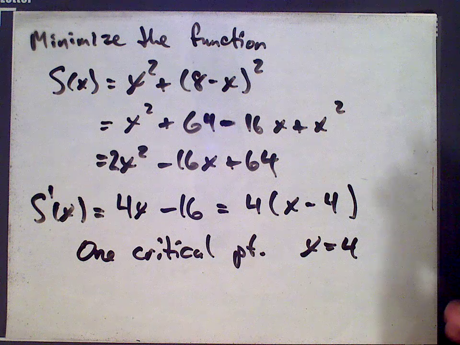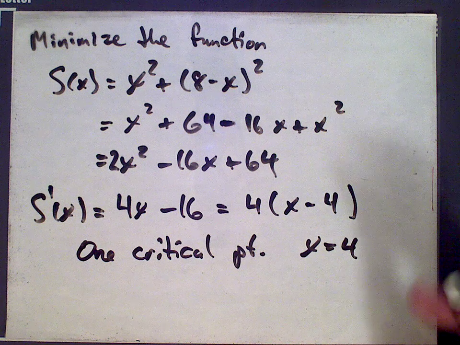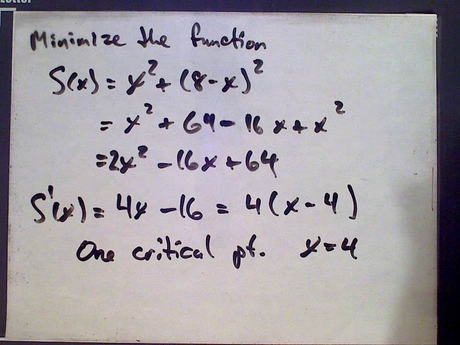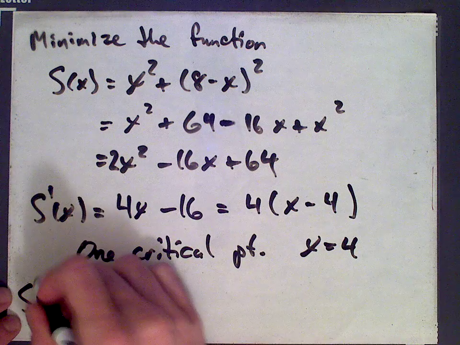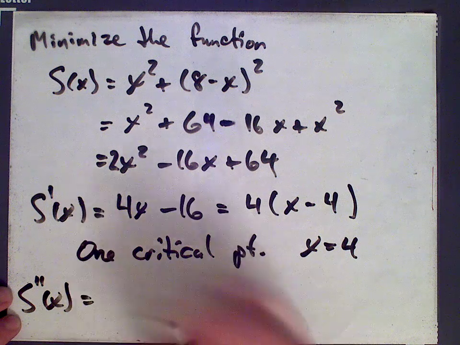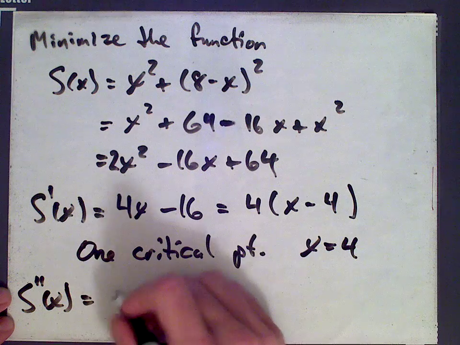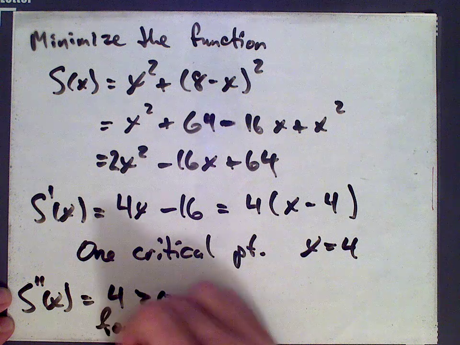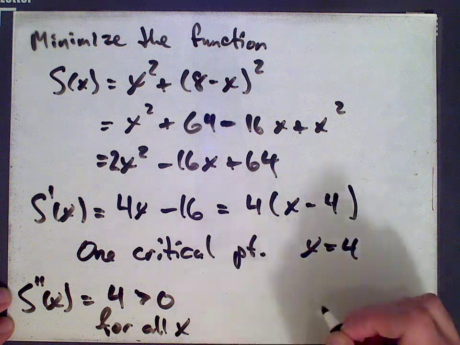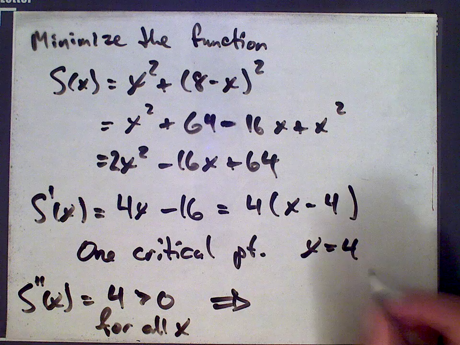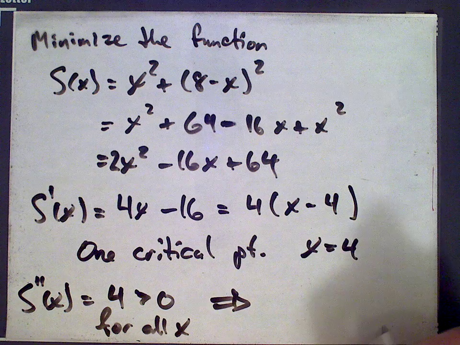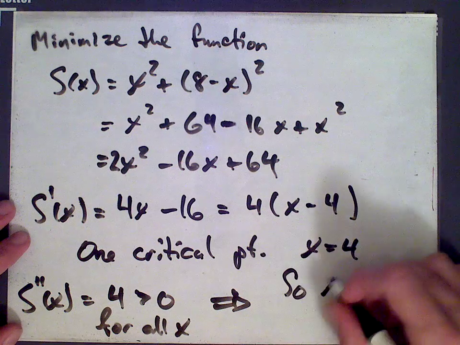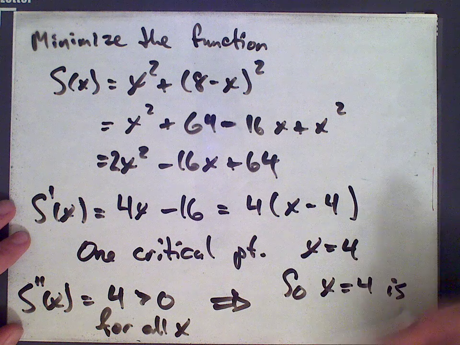So because there's one critical point, and we're asked to find a minimum, presumably a minimum exists, and this would have to be it. Let's just confirm that this is indeed a minimum by using the second derivative test. So we take the second derivative, which is going to be 4, and we see that this is always positive for all x. It's just the constant function 4. Meaning that any critical point, in particular this one, is a minimum because the second derivative is positive. Okay, so x equals 4 is a minimum.